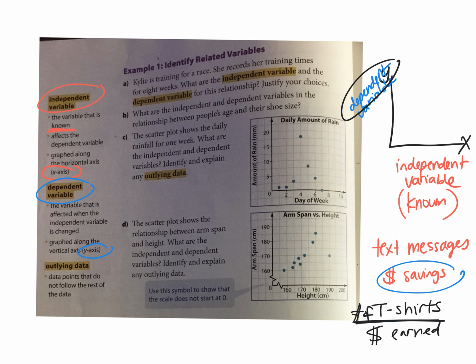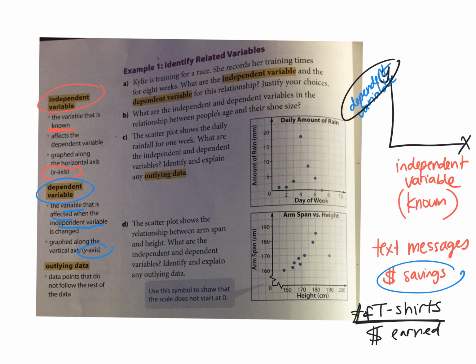So the dependent variable is the variable that is affected when the independent variable is changed. Think about it. If I sell more t-shirts, so if I change the number of t-shirts, what happens to my earnings? If I sell more t-shirts, what happens? I earn more. Okay? So we have to figure out which variable is independent and which one is dependent. We're going to do a ton of examples and it will make more sense to you.